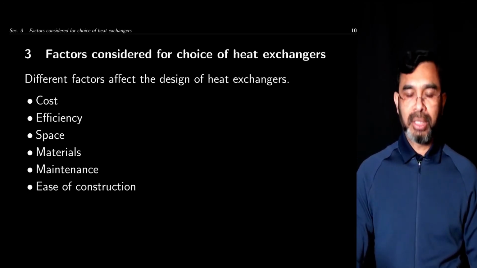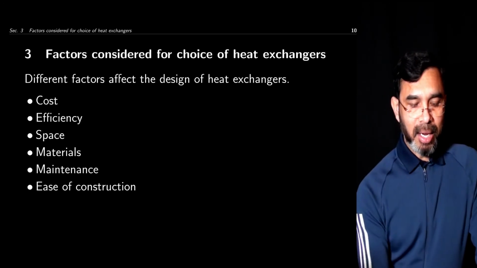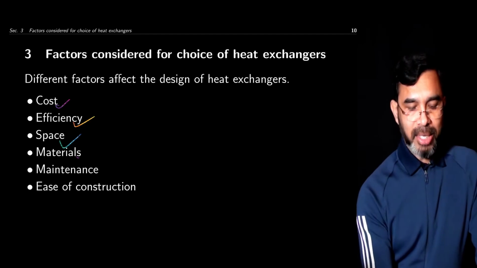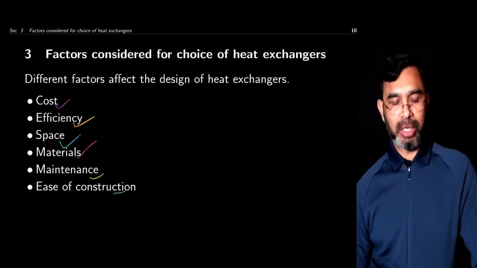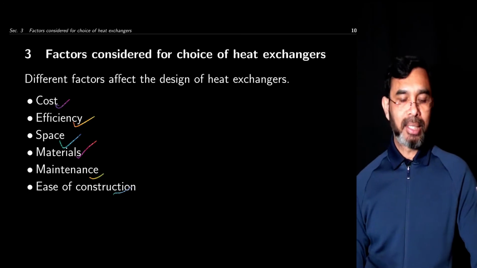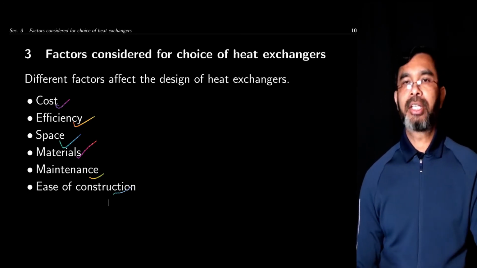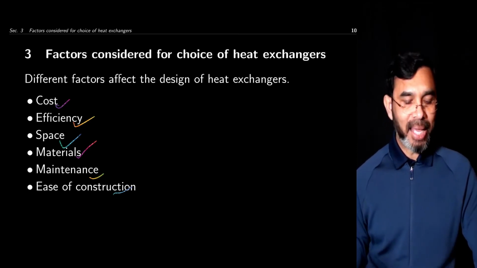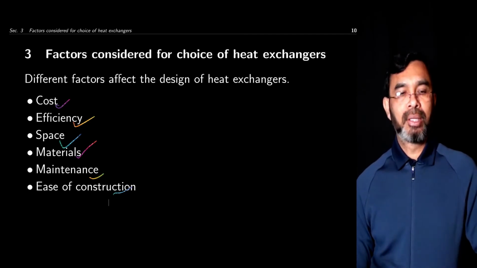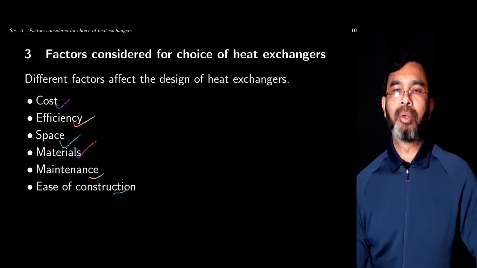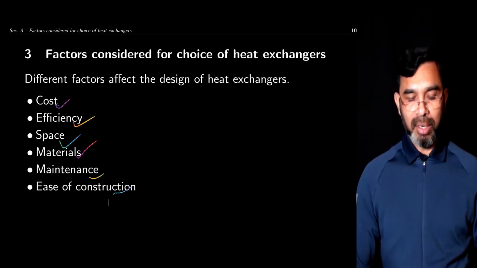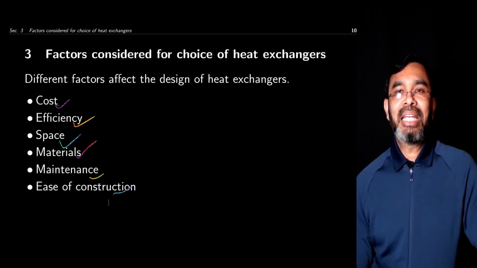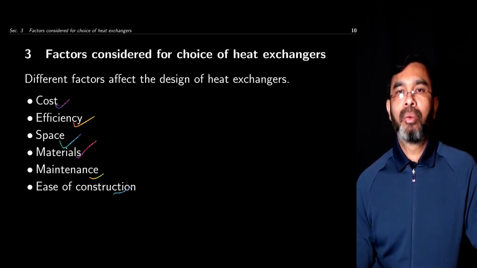For a particular operation, the factors that affect the design are the cost, efficiency, the size, meaning how much space is required, the materials, maintenance, and ease of construction. It is understandable that the cost is one of the main factors. However, heat transfer efficiency is also another determining factor. In many cases, space becomes important because of the type of overall system that we are thinking about. For example, there are heat exchangers inside your car. For that case, we need a heat exchanger that can meet the need, however, should be small enough to fit within the given space.